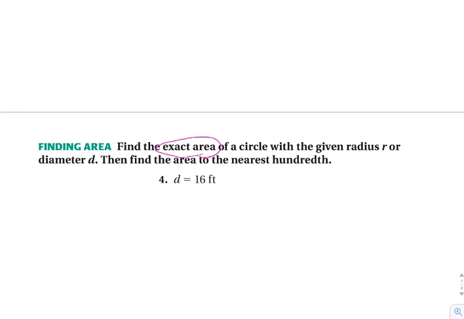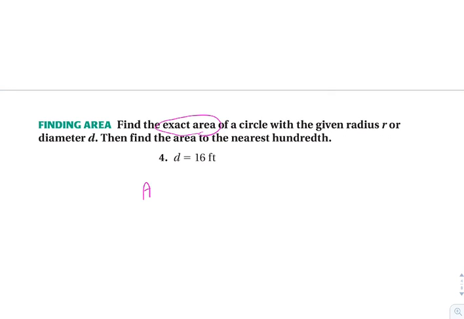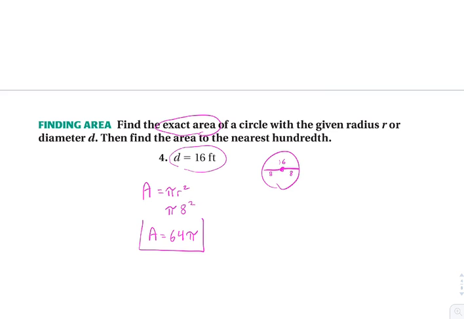Okay, so we've got, it says, and then find the area to the nearest 100. So we are going to be actually doing both. The formula is area equals pi r squared. We don't have the radius, we have the diameter, and the diameter goes all the way across, and the radius is exactly half of that, so the radius is 8. So the area is pi times 8 squared, or 64 pi. So that's the exact area.